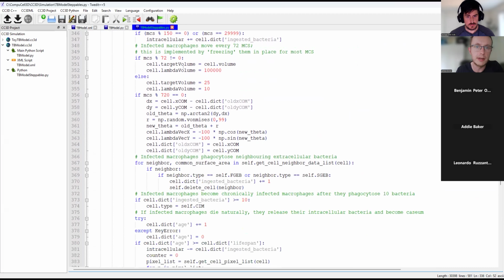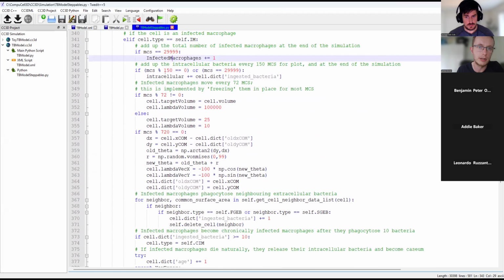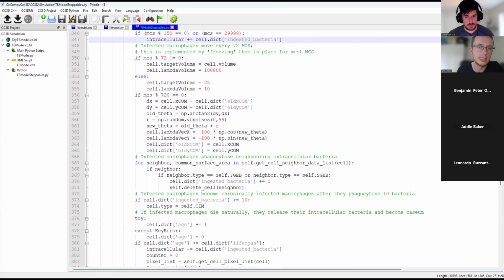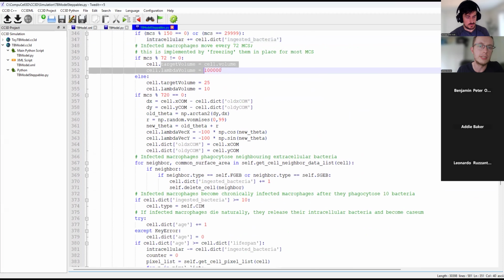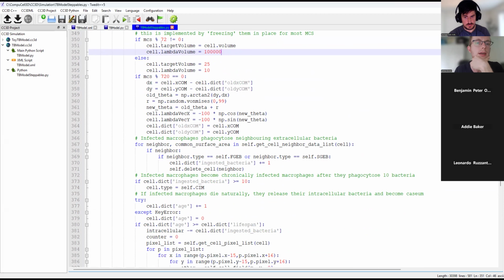It's similar for infected macrophages as well. We keep track of how many there are and how many intracellular bacteria they have. We set the lambda volume very high for most steps, but this is to ensure that the correct movements occurred. Obviously in CompuCell you can't set an actual direct speed for each cell type, so we just made the cells move at the right rate by effectively freezing them in place for most of the runtime.